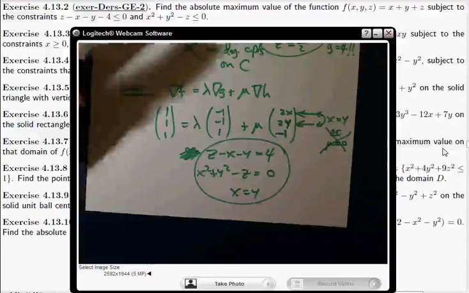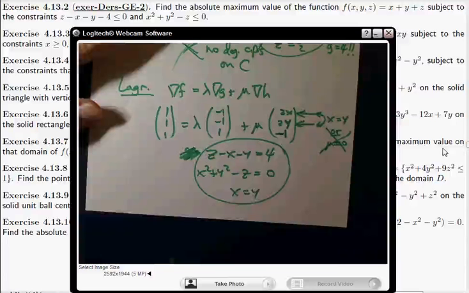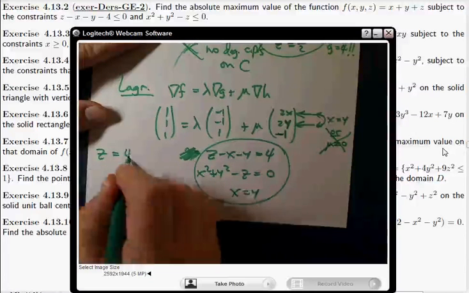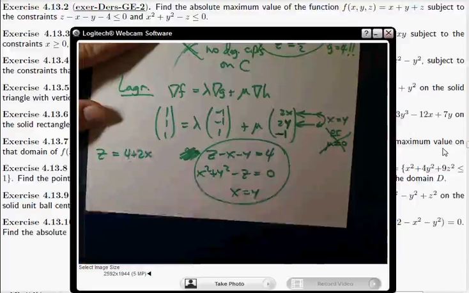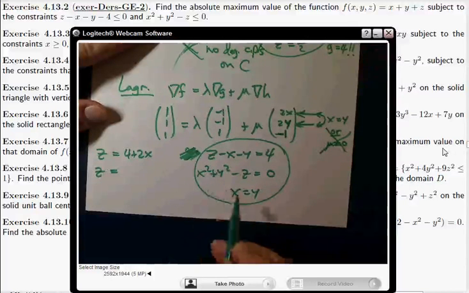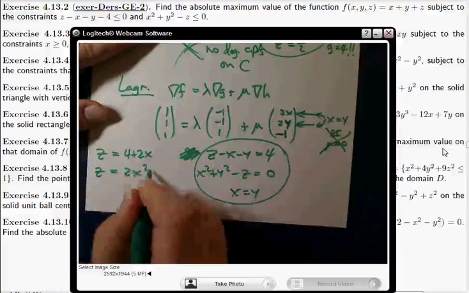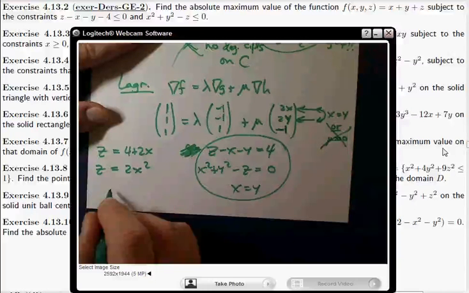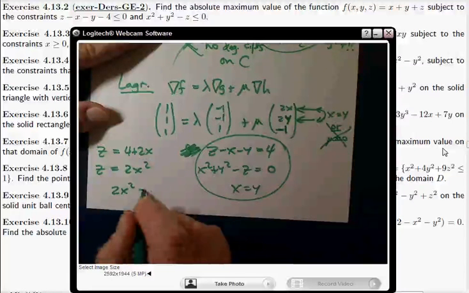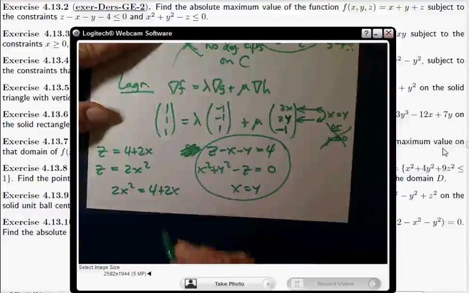Well, okay, so I get z is equal to 4 plus 2x. Z is also equal to 2x squared. So therefore, 2x squared is equal to 4 plus 2x. You got a little quadratic equation here.